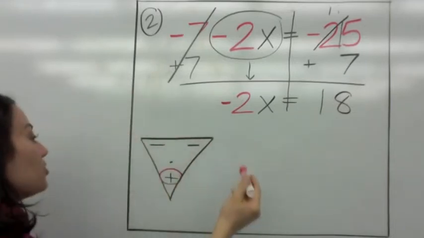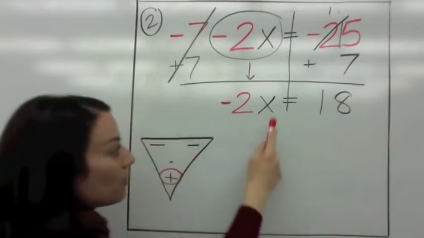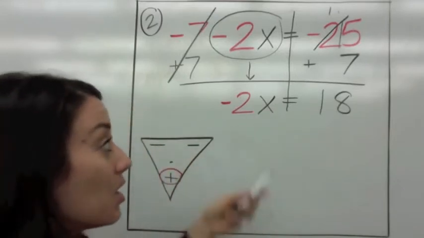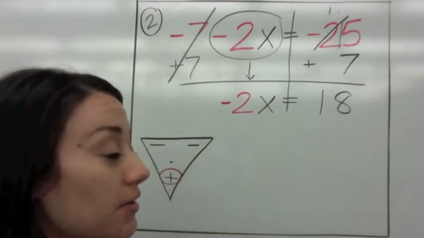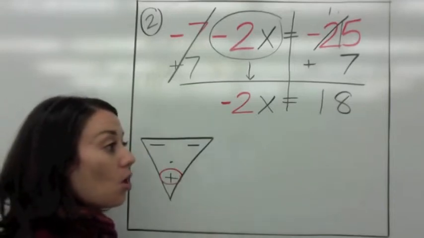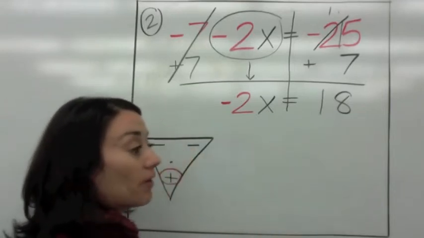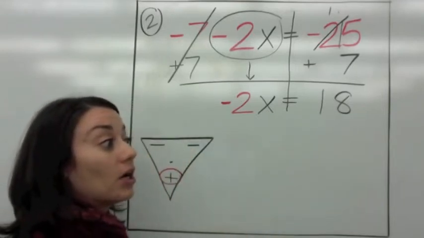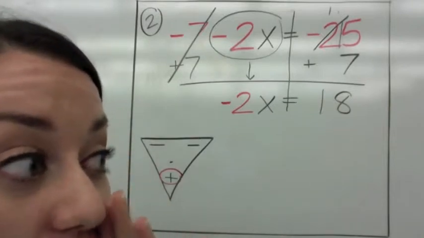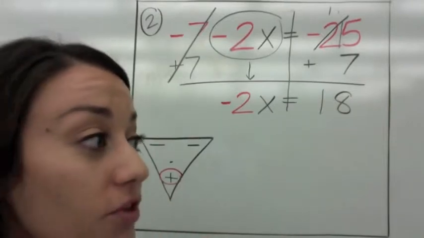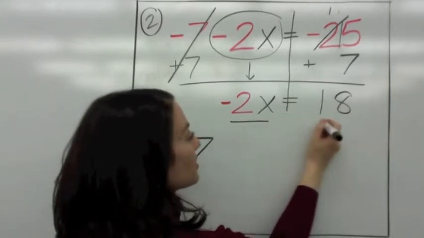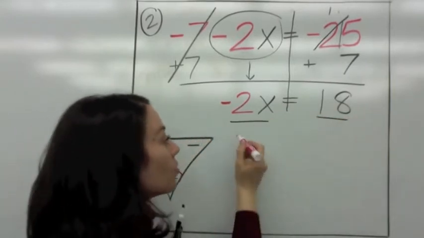Now this says negative 2x equals 18. How do we figure out what x is? It says, what number times negative 2 gives you a positive 18? What do we have to do to both sides of this equation? We have to divide by what? We have to divide by the negative coefficient. The negative coefficient. So you divide both sides by negative 2.